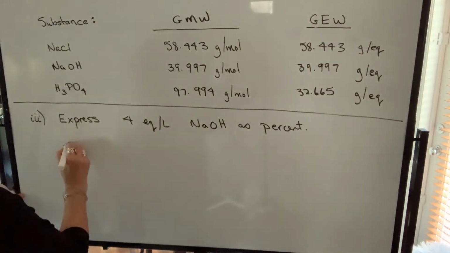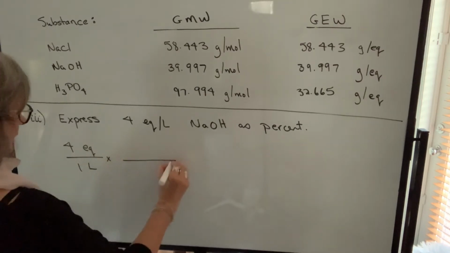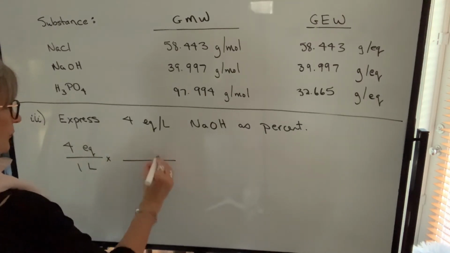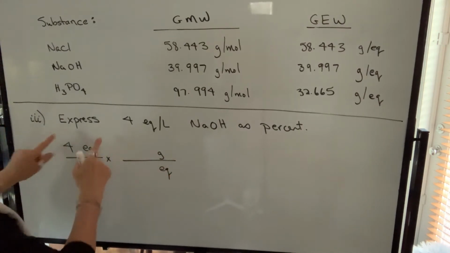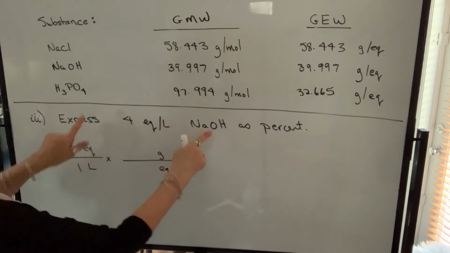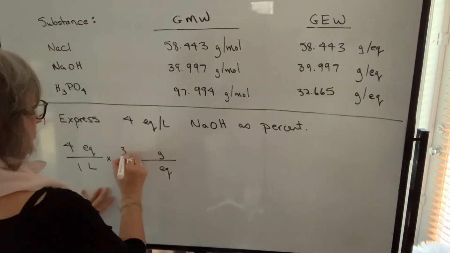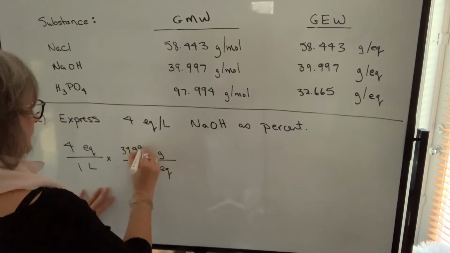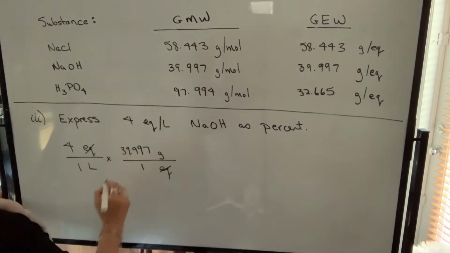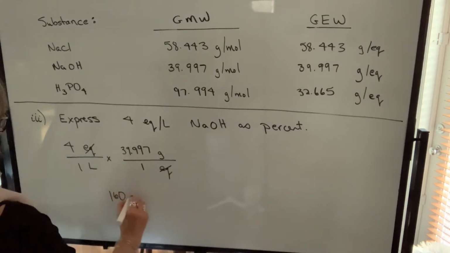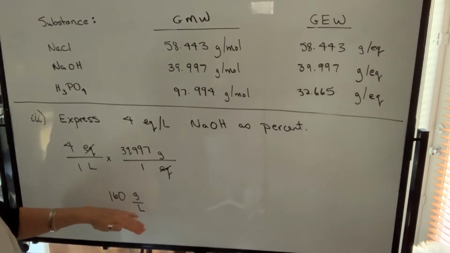So 4 equivalents per liter. And we want to replace equivalents with gram. So equivalent goes in the denominator so that it will cancel. We look up our GEW for sodium hydroxide. It's 39.997 grams per 1 equivalent. That will cancel. When we do our multiplication, we'll get 160 grams per liter. Same concentration, just expressed in a different unit.